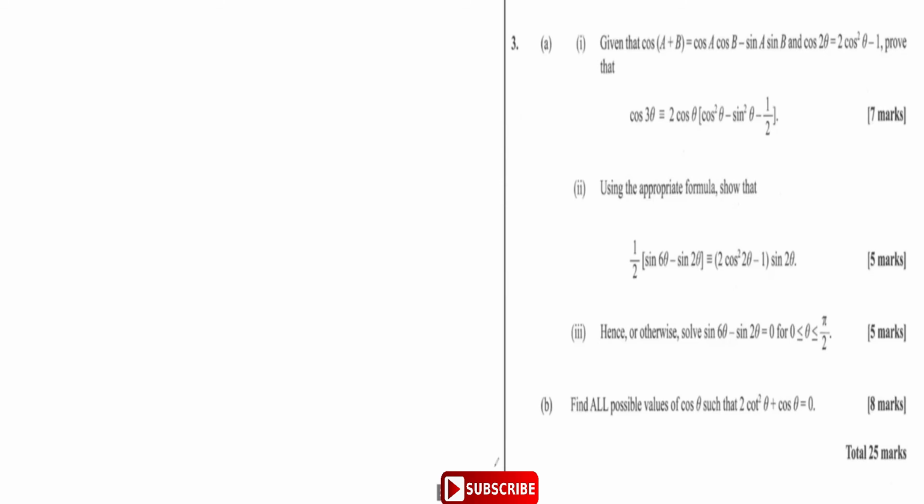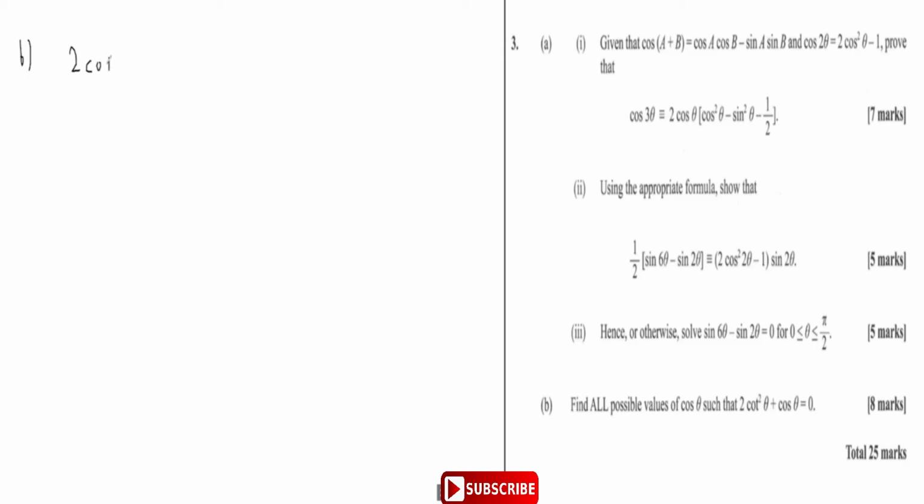Final question. One more equation to solve. Part B is giving us, find all possible values of the cosine of theta such that 2 cot squared theta plus cos theta is 0. It says find all possible values of cos theta. It didn't say it wants theta, it said it wants cos theta.